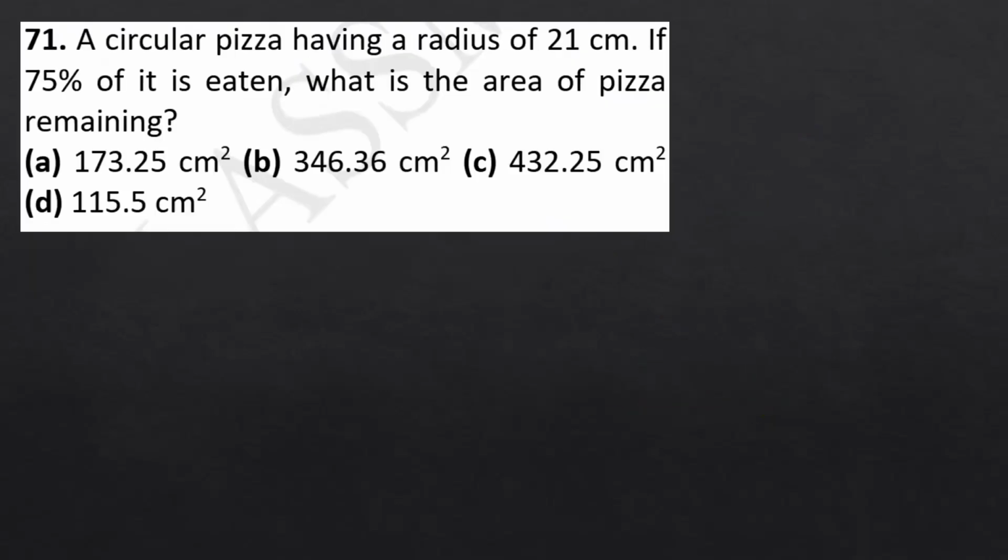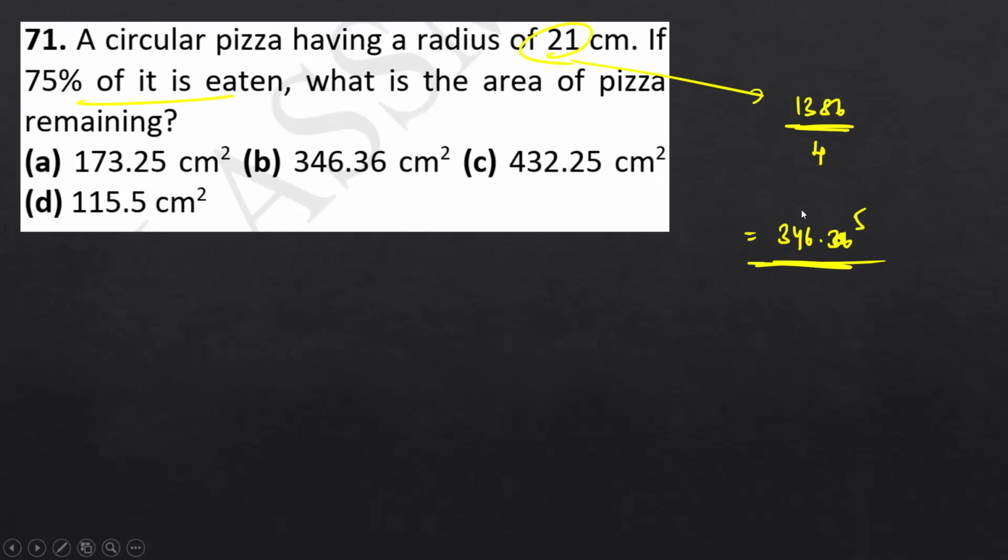A circular pizza having a radius of 21. 21 circle means 1386 is the area. You've eaten 75% of it. Only 1/4 of it remains, you should know. That is 346.3. Actually, it is 346.5 if you take 22 by 7 as the pi value.